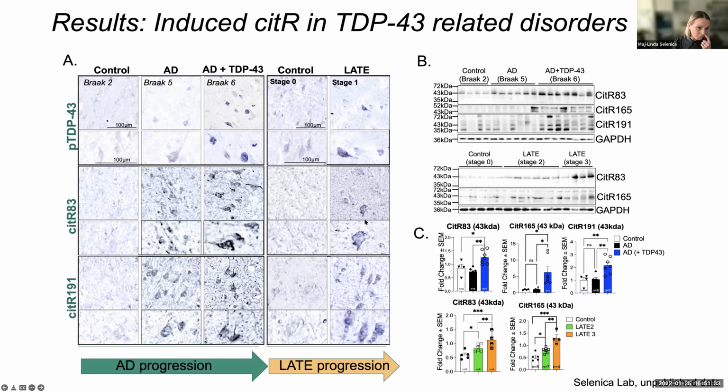This is amygdala tissue. The data were further confirmed by biochemical assays, where we demonstrate that citrullination of TDP-43 at different sites exists and, more importantly, is significantly increased in Alzheimer's disease brains with TDP-43 pathology. We also found that this citrullination of TDP-43 at the sites that we investigated was significantly increased as LATE progresses through stage 2 and 3. To note, the TDP-43 pathology is confirmed by the positivity for phospho-TDP-43.